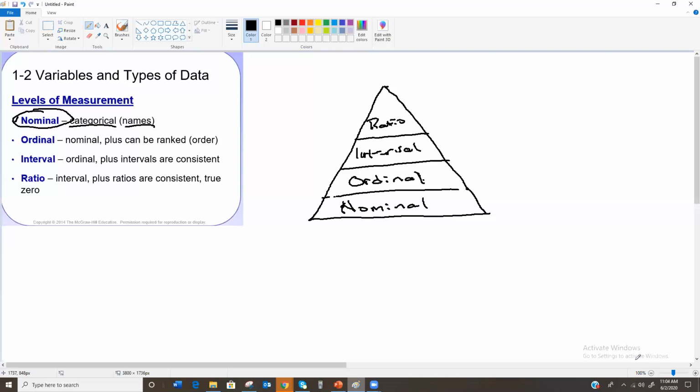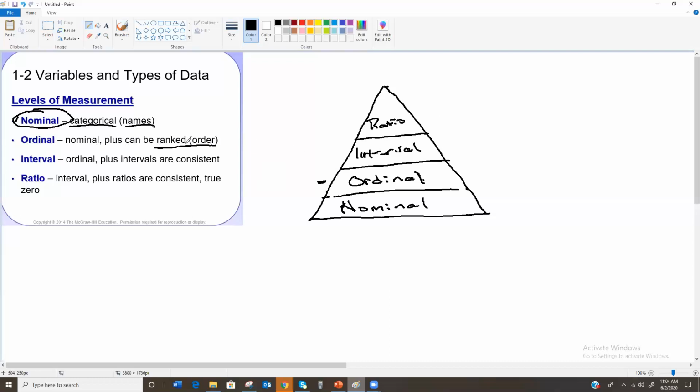Okay. Then we go to ordinal. Ordinal, remember, if you're ordinal, it means you're nominal. So if we're at this level, we've already surpassed nominal. Now we're trying to say, have we also climbed the mountain up to ordinal? Ordinal means that we can rank it. And you're saying, okay, well, what types of things could be ranked?